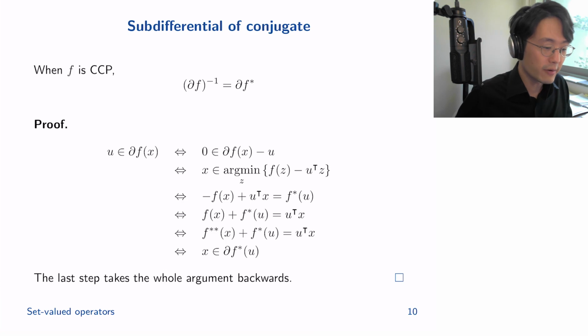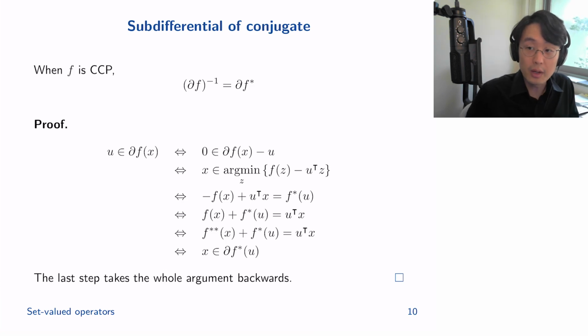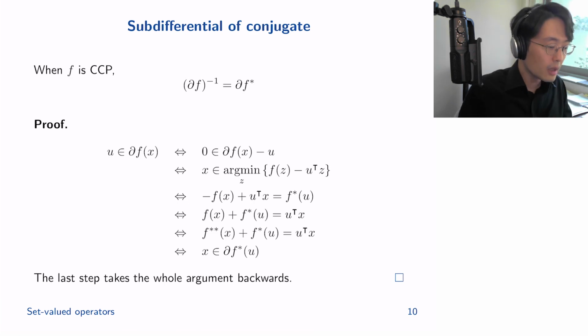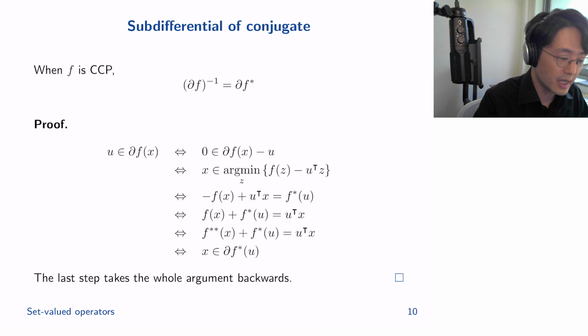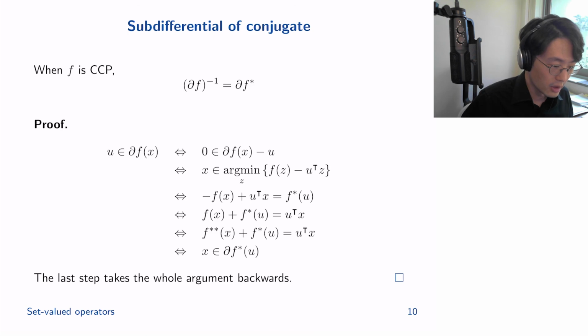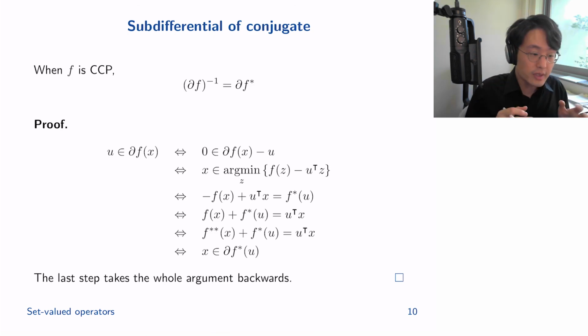Here's our first result regarding the operator notation, and it's a very elegant result. When a function f is CCP, the inverse of the subdifferential of f is the subdifferential of f conjugate. This is an important result. We'll be using this repeatedly throughout this class. So let's prove it.